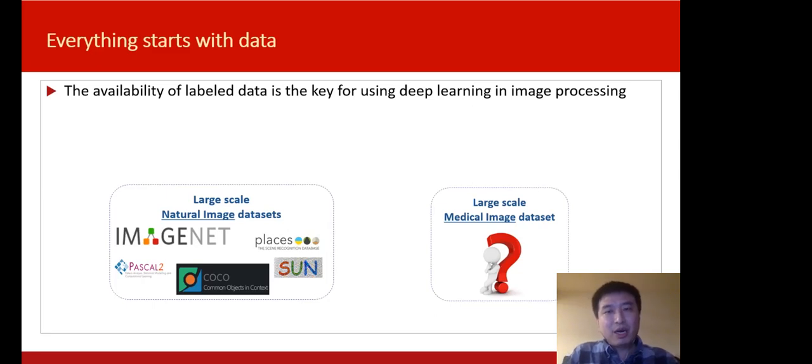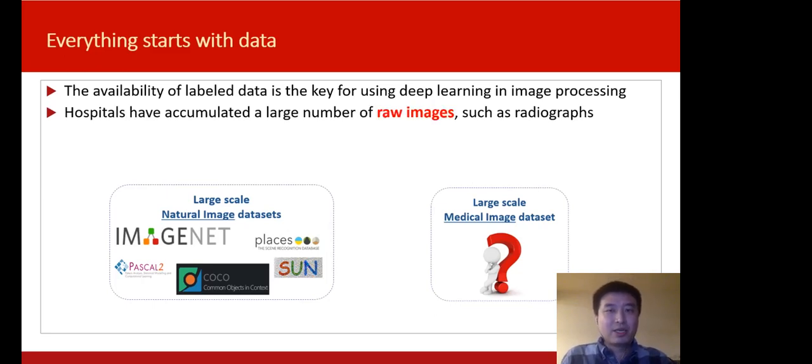This is partially because there are fewer large annotated medical image datasets to fulfill the data-hungry needs of deep learning models. On the other hand, we know that hospitals have already accumulated a large number of raw images, such as radiographs. So the problem we want to address here is how we can construct a labeled medical image dataset to fulfill the data-hungry deep learning needs.